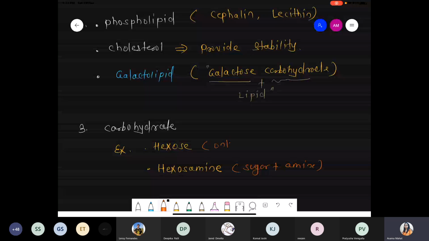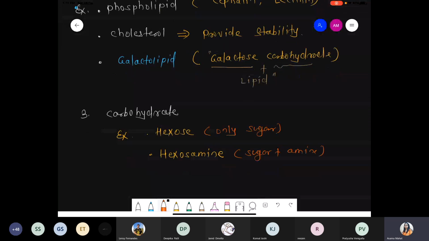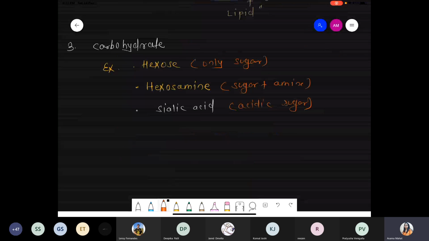Here only sugar is present. And sometimes they can form some modified sugar also, like sialic acid. Sialic acid means what? It is an acidic sugar. This is one example of an acidic sugar. So it depends. Whenever we are talking about the carbohydrate part, simple carbohydrate is also present. Sometimes carbohydrates get conjugated with a phosphate group, with an amine group, and sometimes they become acidic also. So different types of carbohydrate are present.